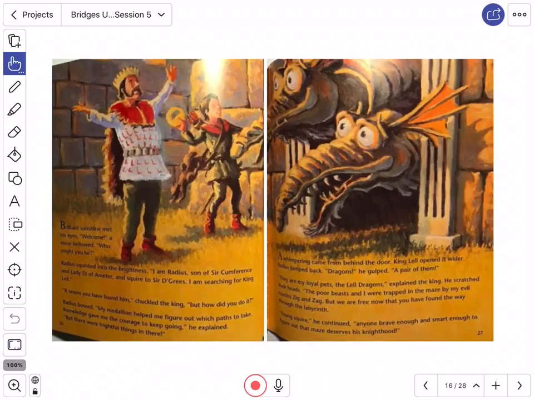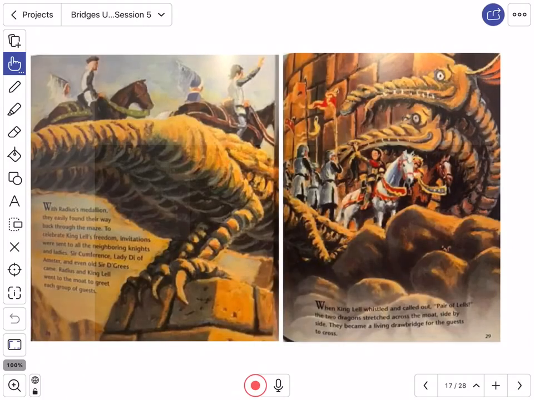It seems that you have found him, chuckled the king, but how did you do it? Radius bowed. My medallion helped me figure out which paths to take. Knowledge gave me the courage to keep going, he exclaimed. But there were frightful things in there. A whimpering came from behind the door, and King Lel opened it wider. Radius jumped back. Dragons, he gulped. A pair of them. They are my loyal pets, the Lel dragons, exclaimed the king. He scratched their heads. The poor beasts and I were trapped in the maze by the evil cousins Zig and Zag, but we are free now that you have found the way through the labyrinth. Young squire, he continued, anyone brave enough and smart enough to figure out that maze deserves his knighthood.